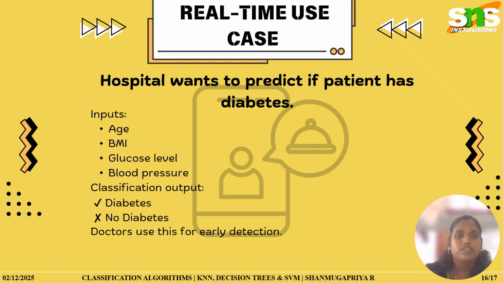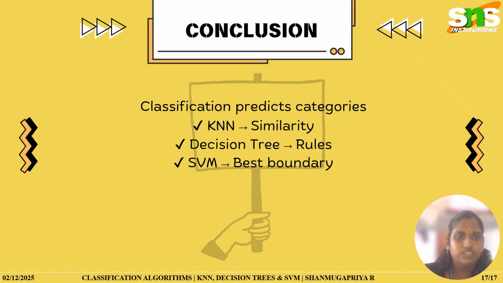For a real-time example, a hospital wants to predict if a patient has diabetes. The inputs may be age, BMI, glucose level, and blood pressure. Using classification and regression models, we get the output of whether the patient has diabetes or not. Doctors use this for early detection. In this video, we saw KNN, decision trees, and SVM, and how we use SVM with the kernel trick.